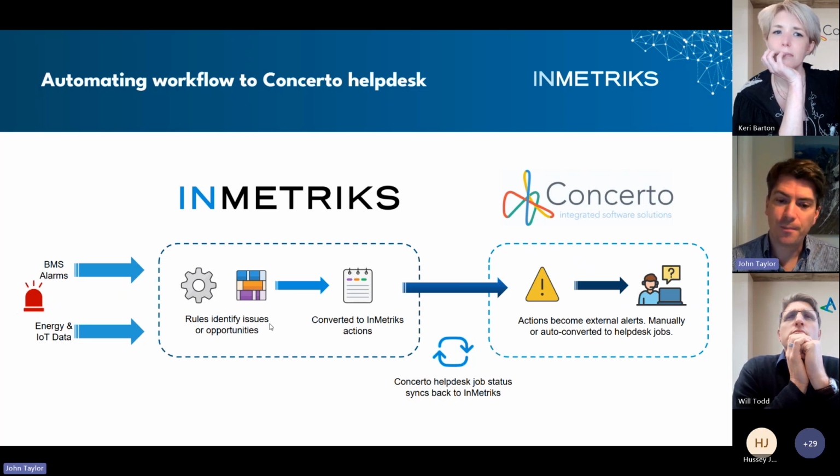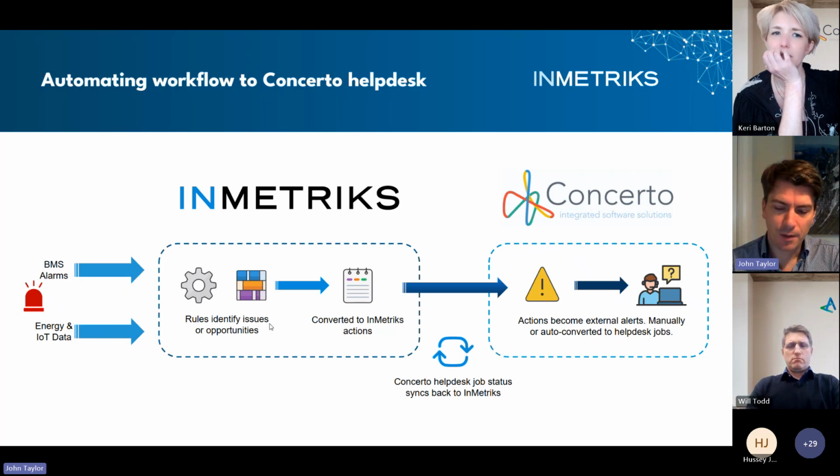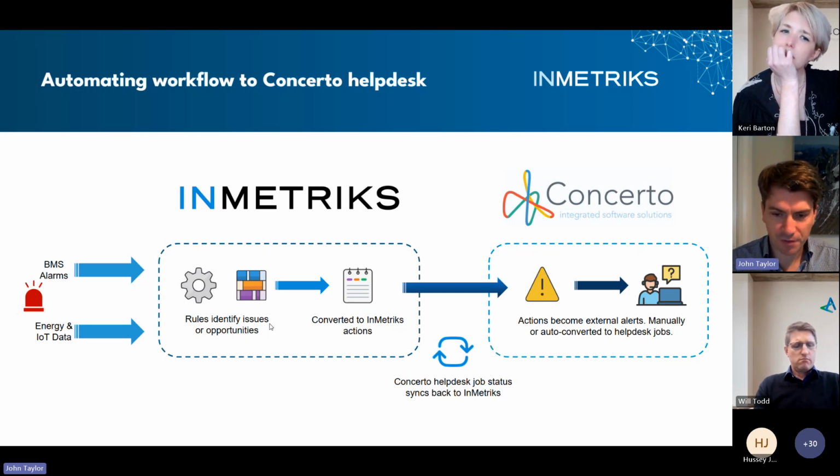We can then convert them either manually or automatically into actions in InMetriks, and we work to decide what would be a critical thing. So, for example, if a fan was to go down in an operating theatre, you'd probably want someone to look at that immediately. So with this process, you could set that if this fan switches off, if we get a low or zero airflow on this fan, it immediately gets generated as a priority action in Concerto.